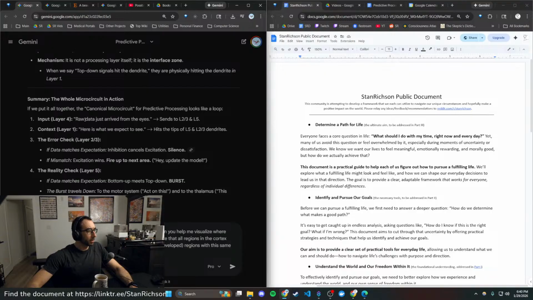Okay, so raw data just arrived from the eye, sends to L2-3, L5, then context. Here's what we expect to see. It hits the tips of L5 and L2-3 dendrites at layer 1. And then the error check is happening at L2-3 and reality check is happening at L5. So if data matches expectation, inhibition cancels excitation, silence. If mismatch, excitation wins, fire up to next area. Hey, update the model.